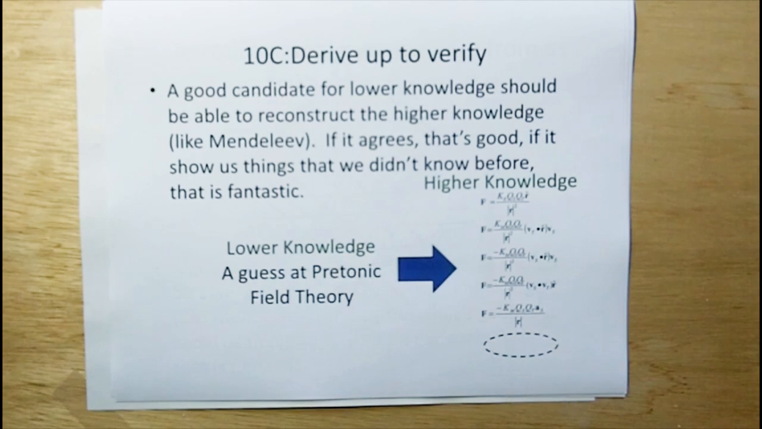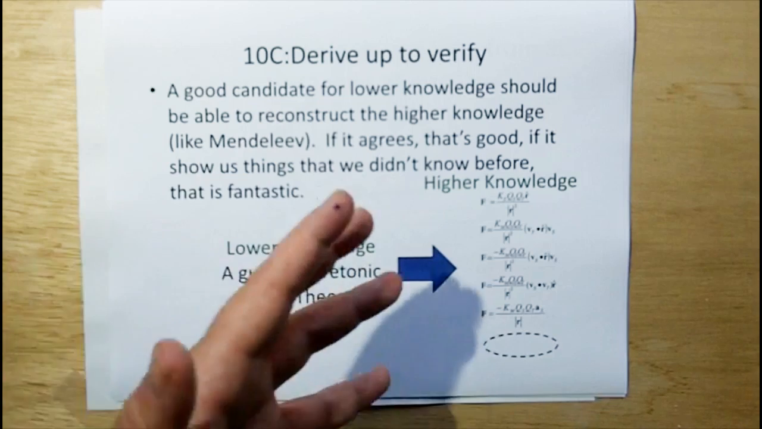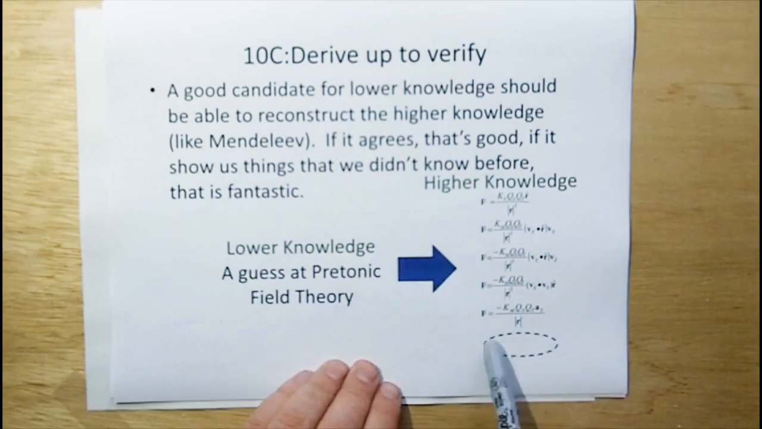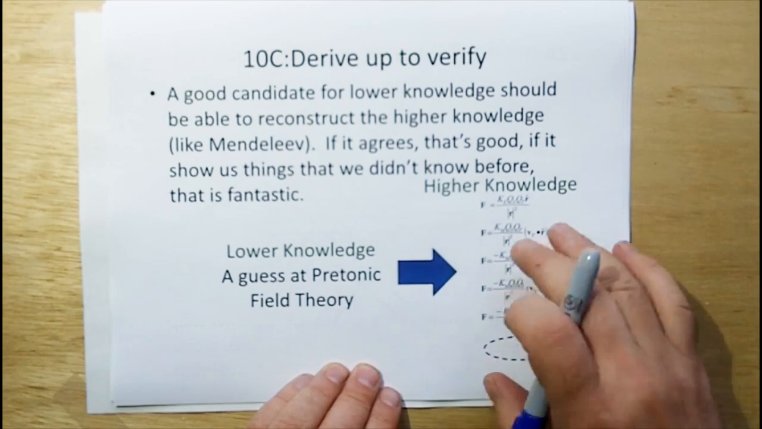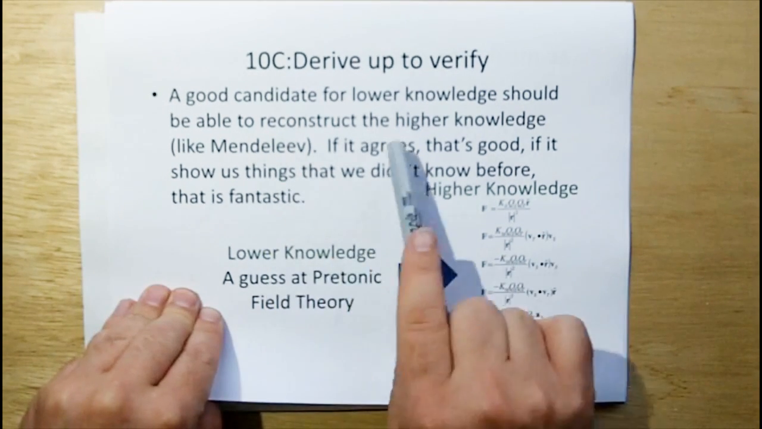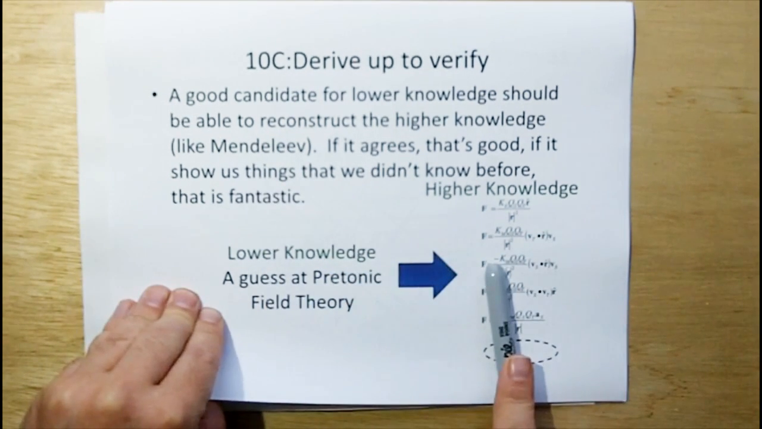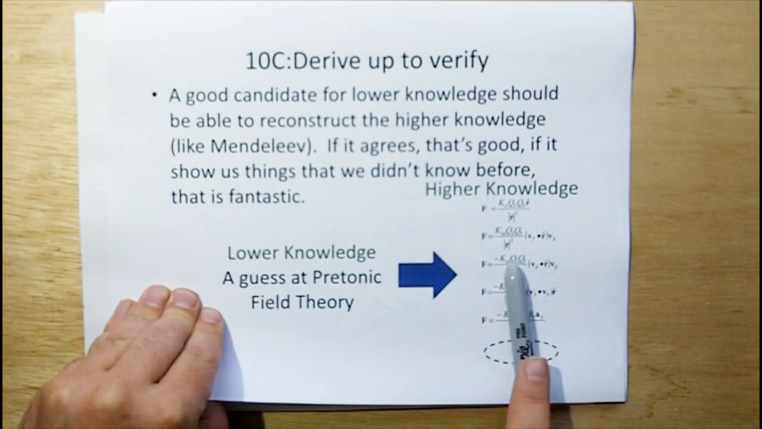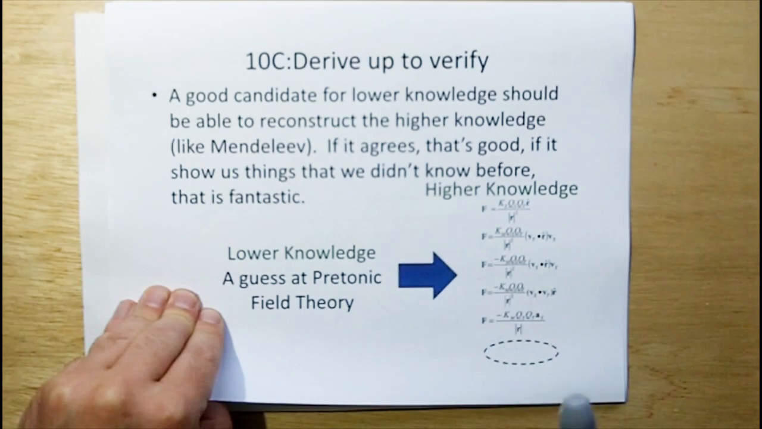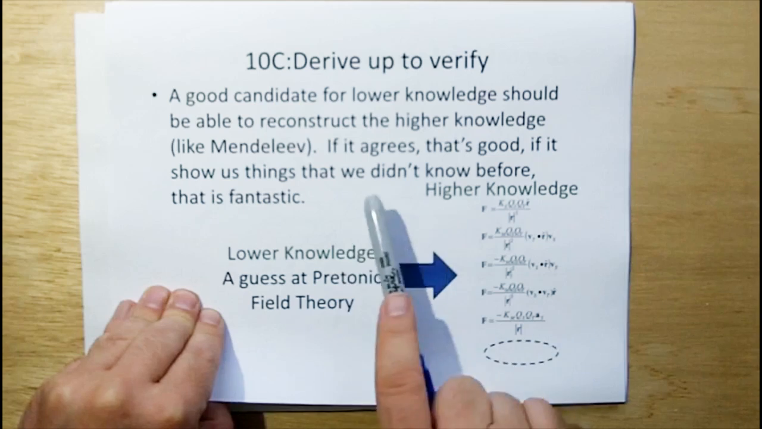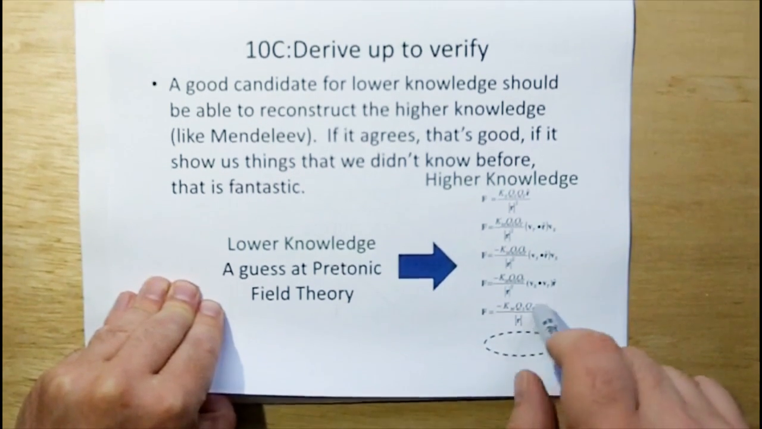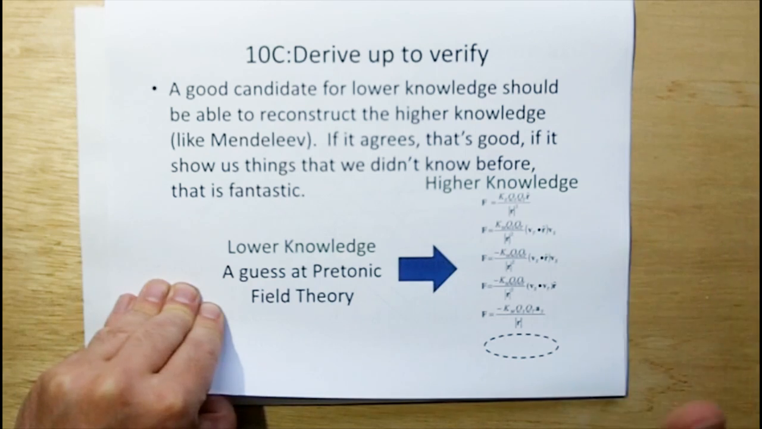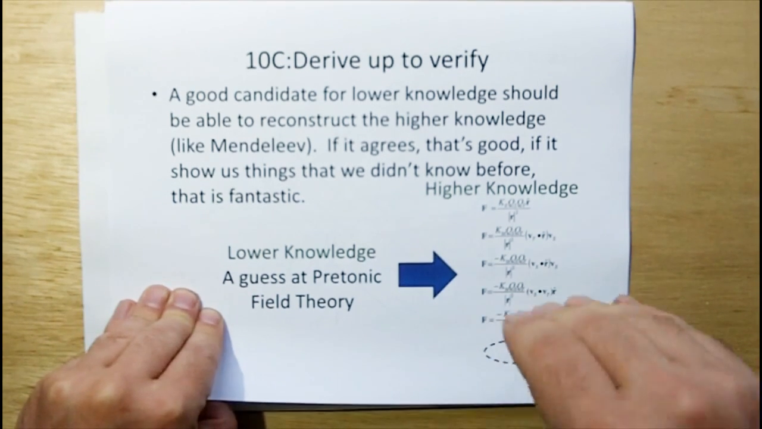You've got to derive up and see which one matches our higher knowledge the best. And sometimes when you do, like in the case of Mendeleev, we might find out that there are more things here that we didn't see or didn't know were part of the set. If you derive up and you agree, that's good. Still, that doesn't prove anything. Remember the first rule of acquisition: correct answers prove nothing. However, if you find out more things, that's a good sign. That's not an irrefutable sign that you've got the right model. That's just a good sign. That just means you have a better model.